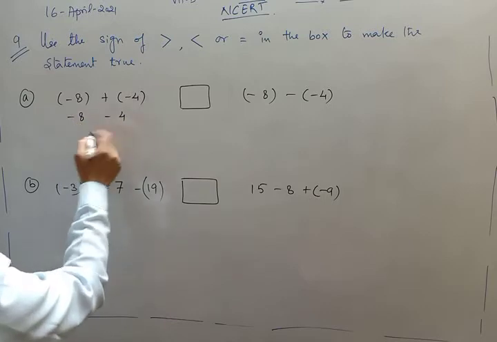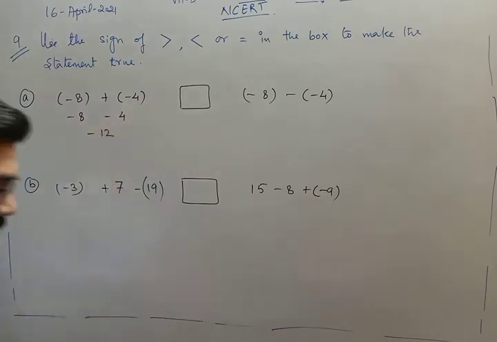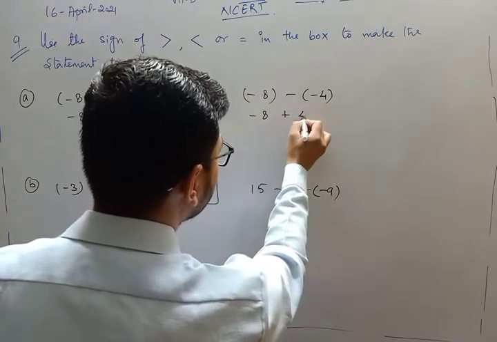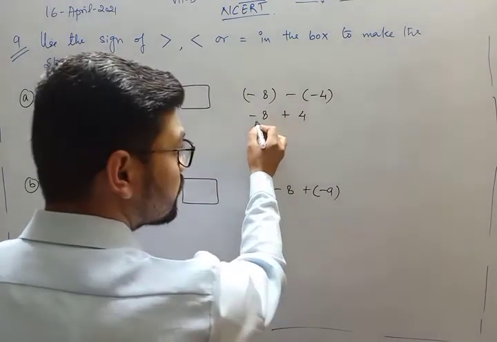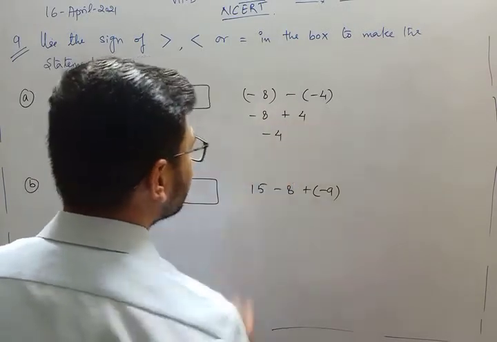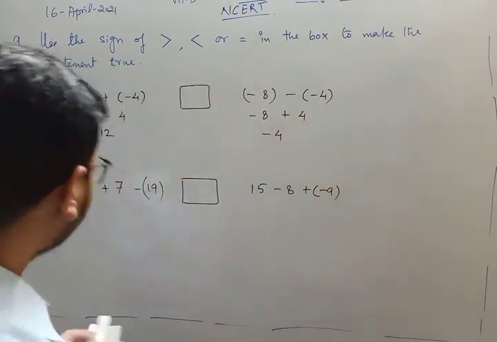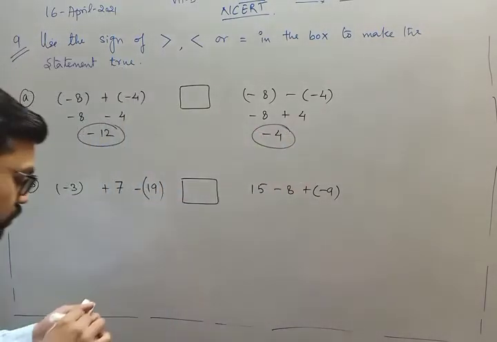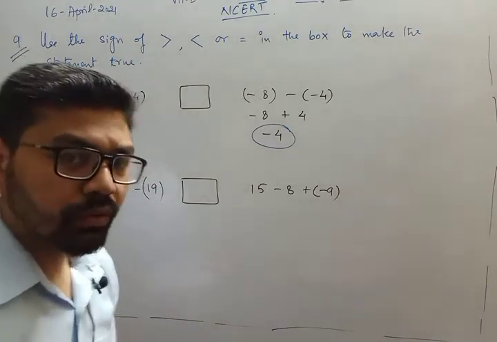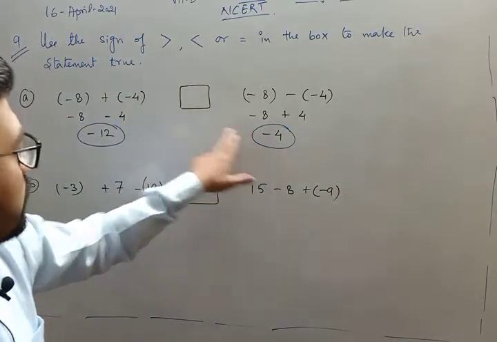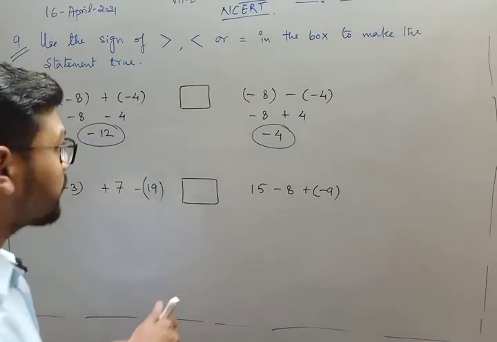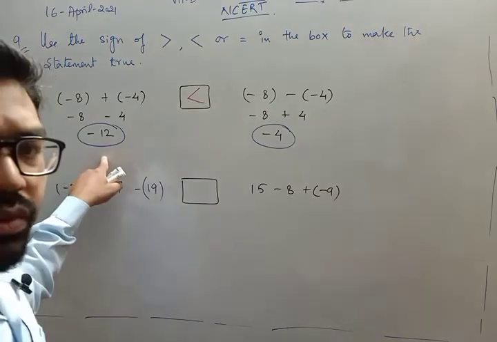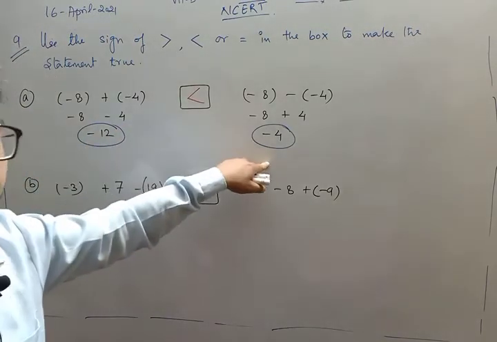So minus 8 and minus 4 is minus 12, right? Okay. Now if you solve this, minus 8 minus minus plus 4. So minus 8 plus 4 will give you minus 4, right? So the result that you get here is, one is minus 12 and other is minus 4. So what do you think, which one is greater? So minus 4 is greater than minus 12. So what you will write here is, minus 4 is greater than minus 12, or you can say minus 12 is less than minus 4.